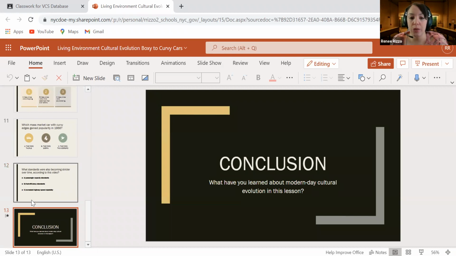So, the conclusion: what have you learned about modern day cultural evolution in this lesson? You would introduce this as a whole class discussion question. And you would hope that since this lesson was about how cars went from boxy in the 1970s to curvy in the 1990s, that student answers would be mostly about this change in cars.